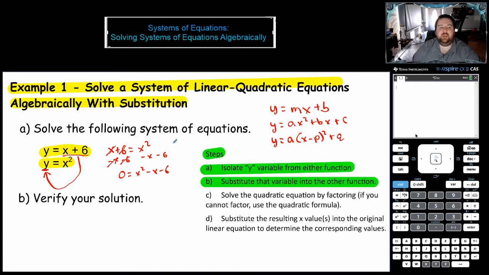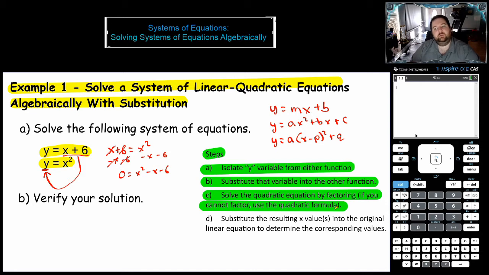Now you should have an idea of what's going to happen next. We are going to solve the quadratic equation by factoring. And if you cannot factor, then use the quadratic formula or complete the square.